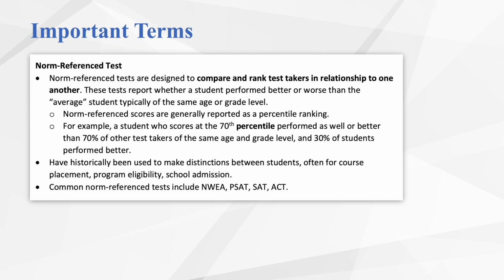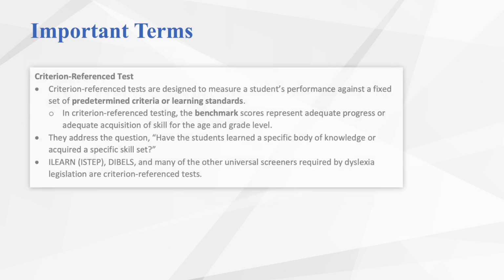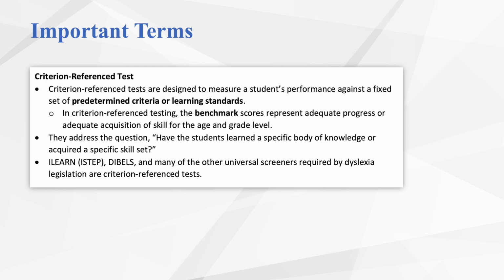When we use norm reference tests, we're often looking at how the student performs related to peers. When we're thinking about appropriate course placement, we need to ask whether the student should be in enrichment classes or receive interventions. Sometimes they're used for special education eligibility. Some examples of norm reference tests that might be familiar to you are NWEA and even the SAT, PSAT, and college placement exams.